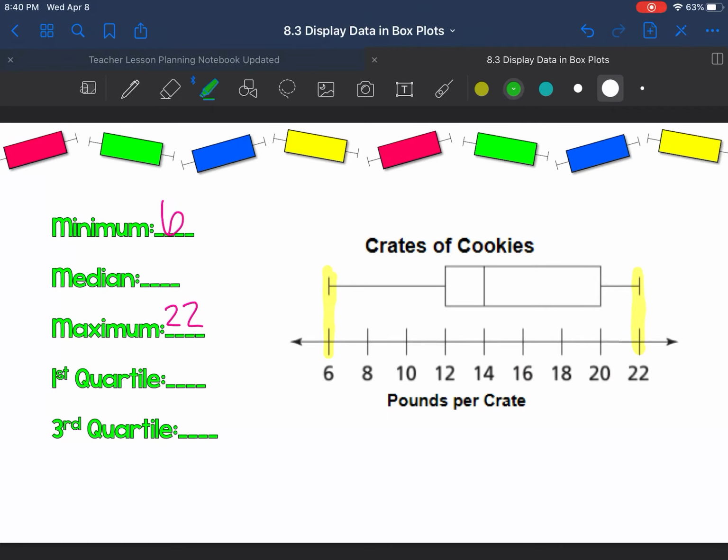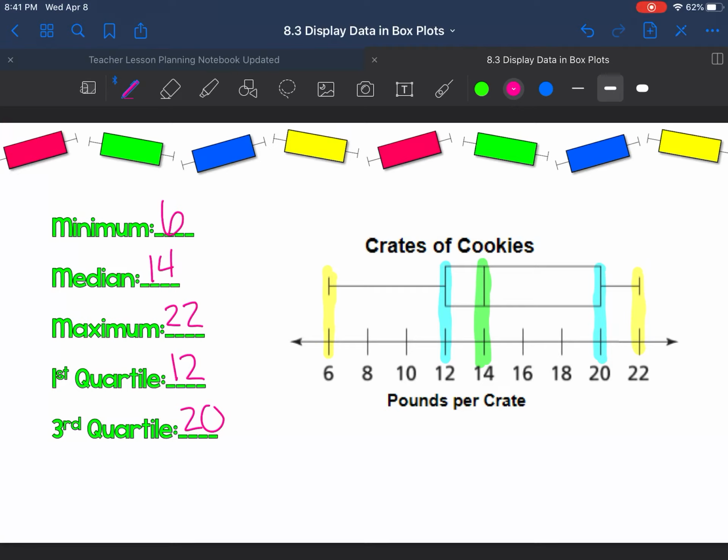So now, just like we had talked about before, our median is our middle. So what is the median in the row, the middle of our box? That is right here at 14, that line. So that means our median is 14. Now let's figure out our quartiles. Our first quartile is our smallest quartile. That's the beginning of our box, and that's right here at 12. So our first quartile is 12. And our last line of our box, that is our third quartile, and that is at 20.